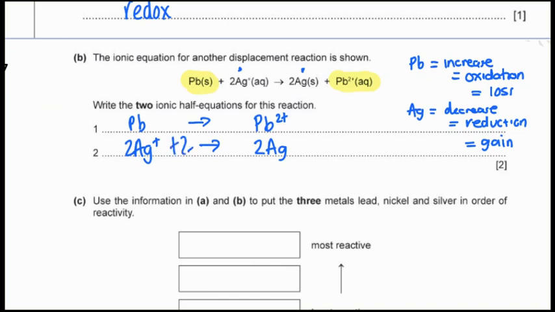So plus 2e minus, and if I'm losing, I must be given out, so 2e minus plus. And that way we've got our electrons on the right sides of the equation.